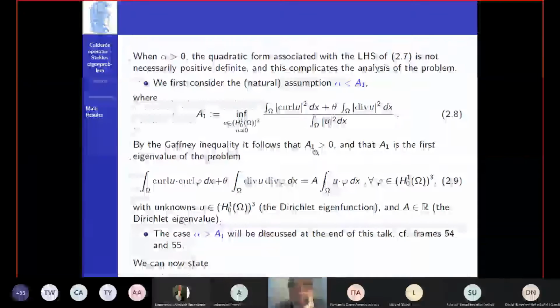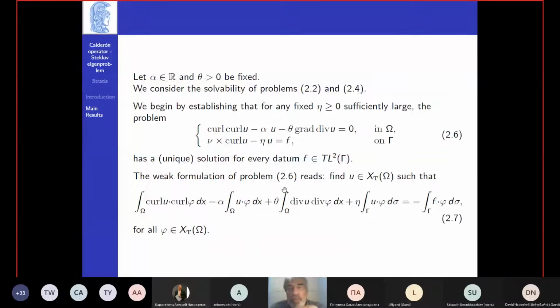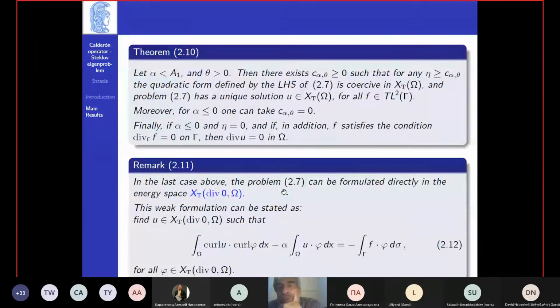So the first main result is that if alpha is less than A1 and theta is positive, there exists a non-negative constant such that for any eta, you recall that I mentioned that eta is sufficiently large, the quadratic form defined by 2.7 is coercive. And so problem 2.7 has a unique solution. 2.7 is this problem, the final here. It has a unique solution in this space, XT, for all F in TL2.